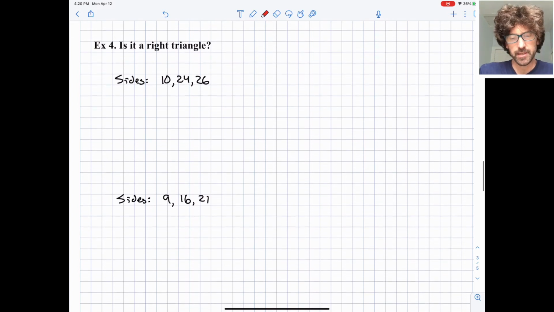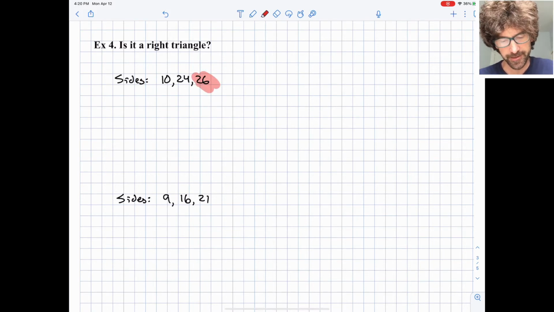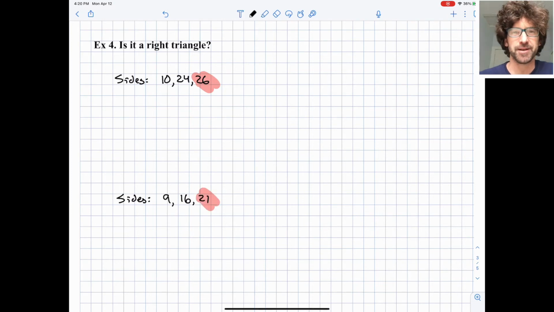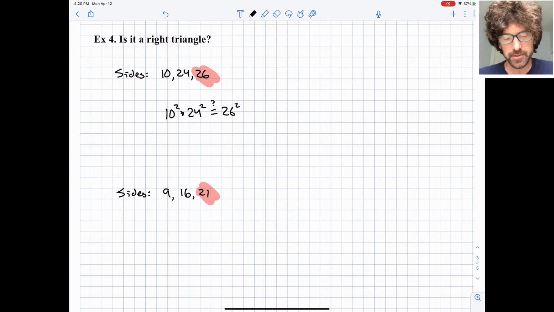So let's do these couple problems here. We're being asked, is this a right triangle? So we're going to check using the Pythagorean theorem. First, it's good to highlight whatever the potential hypotenuse might be. If it is a right triangle, the hypotenuse would certainly be the largest side. So that's what we want to set up as c in the Pythagorean theorem test we're doing. So 10 squared plus 24 squared, is that equal to 26 squared? We're just going to run those into our calculator and see what we get.